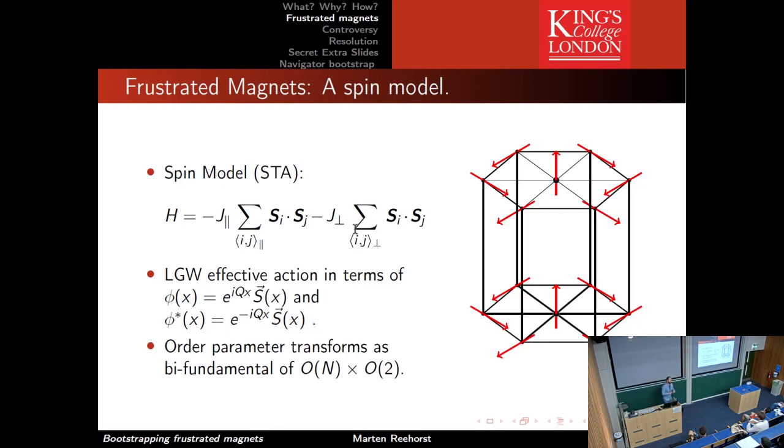Now there's a standard procedure to describe the critical phenomena of such a system, and that's to write the Landau-Ginzburg-Wilson effective action. It's just like you would do it for normal magnets, but you get some slightly more complicated structure in momentum space due to this triangular lattice and this frustration. You get an order parameter that transforms as either a bifundamental of O(2)×O(2) if the spins are constrained to live on the plane, or O(3)×O(2) if the spins are free to move in 3 dimensions.